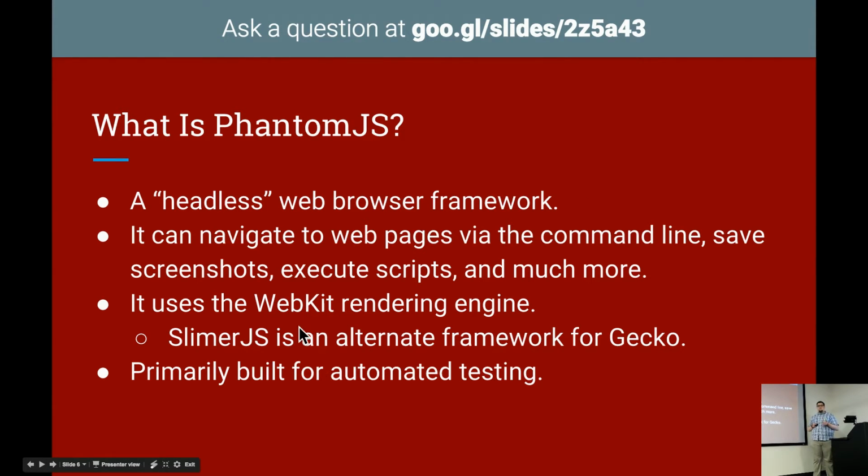Now, Firefox uses the Gecko rendering framework. There is an alternative for this that CasperJS can also use called SlimerJS. SlimerJS uses Gecko, which is what Firefox uses. PhantomJS was primarily built for automated HTML testing.